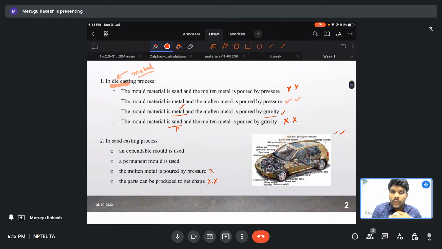Now going to option number 2, a permanent mold is used, which is wrong. In sand casting, once the metal is poured into the cavity, the mold is immediately broken down, and all the sand is reused again. So the mold is not permanent; it is a collapsible mold. That is wrong. And option 1 is the correct one, because the expendable mold is used. Every time the mold is broken down and the sand is reused, so we do not keep the mold constant for all the processes. So option A is the correct option.